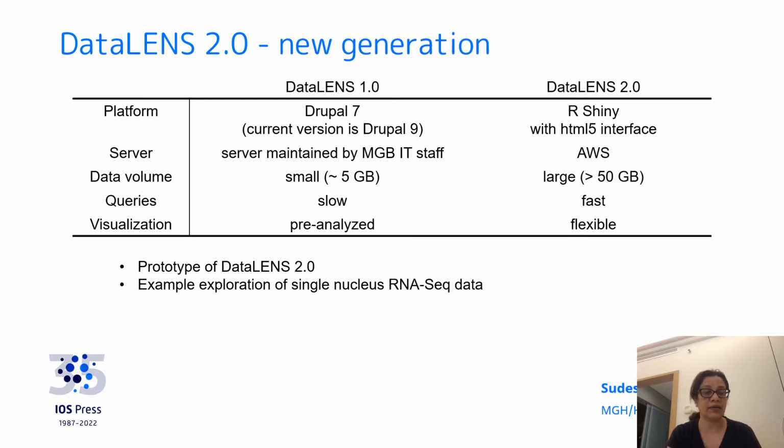Currently, it can hold only small data sets, but with the advent of new omics technologies, we have to scale it to be able to handle large data sets and make sure that the performance is maintained, and we can do queries on large data sets in a quick and flexible way. Next, I'm going to show a prototype of DataLENS 2.0 and walk you through an example exploration of single nucleus RNA-seq data.